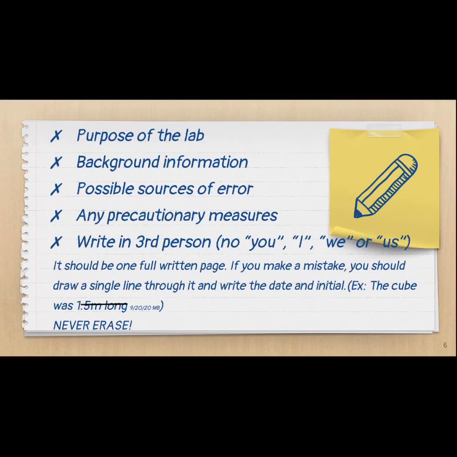If you make a mistake anywhere in the lab report, you just draw 1 single line through it, write the date above it or beside it, and initial it. So there's an example for you. Don't color out the whole mistake to where I can't see what it was. Just draw a little line, write the date, write your initials. That's it. Never, ever, ever erase, which you shouldn't be doing anyway because it's all in pen.